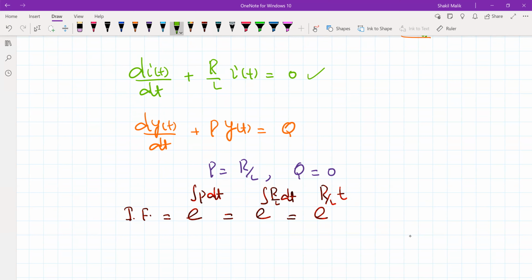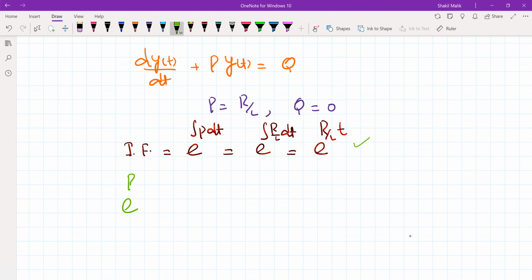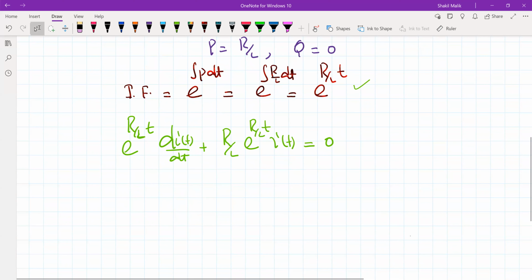Multiplying both sides of this expression by this, we get e to the power of R by L t times di by dt plus R by L e to the power of R by L t I of t is equal to 0. Now we can write the left-hand side of this expression as d by dt, and this will be 0. Why? Because there is 0 on this side, and when we multiply 0 by e to the power of this, it will be equal to 0.